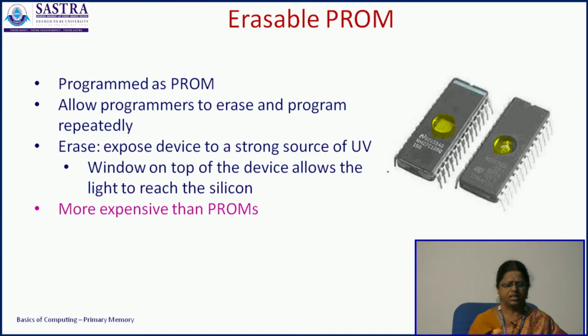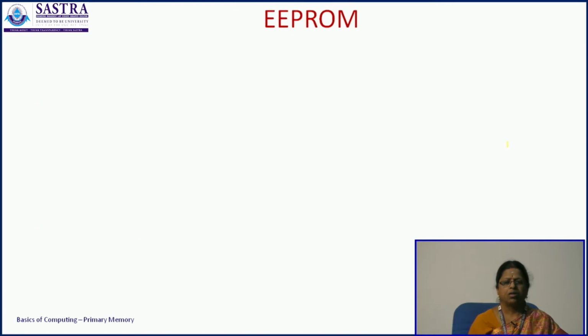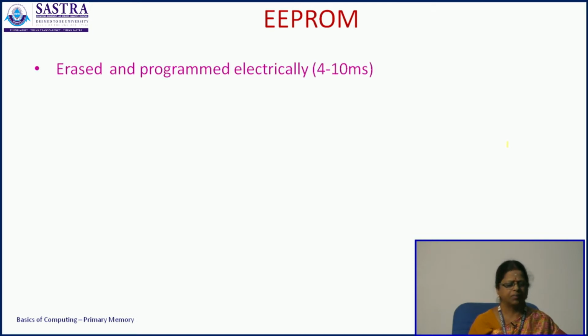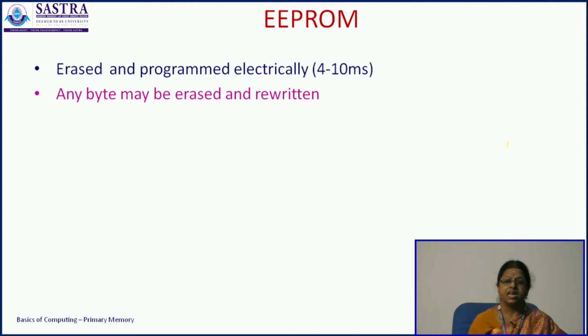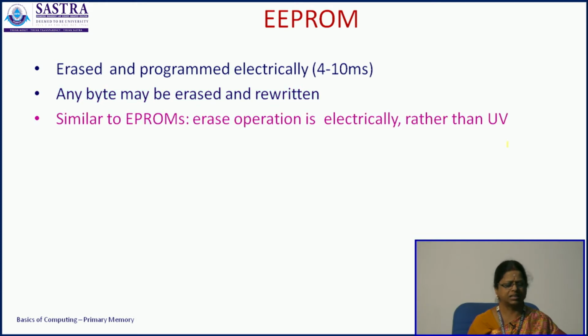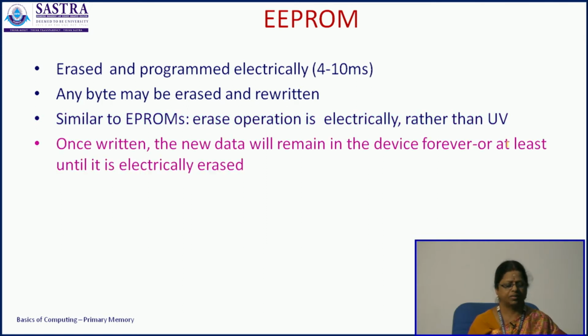It is more expensive than PROMs. It is used for storing BIOS information. Next type is electrically erasable programmable read-only memories, EEPROM. What does it mean? It means we can erase it and program it electrically within 4 to 10 milliseconds. Any byte can be erased and rewritten. That means we can work with it at byte level. It is similar to EPROMs, but the erase operation is electrically done rather than using ultraviolet rays.